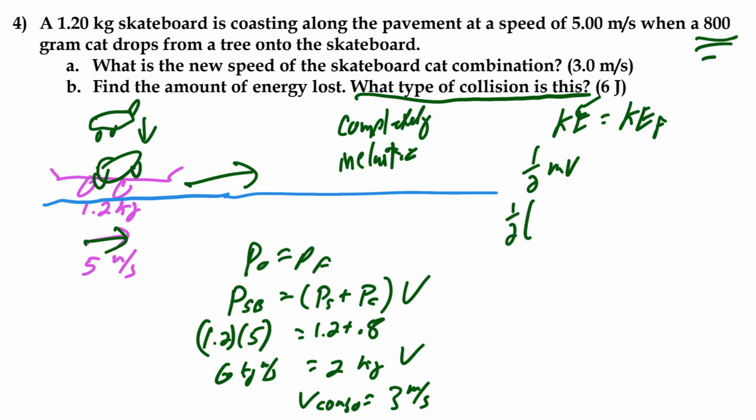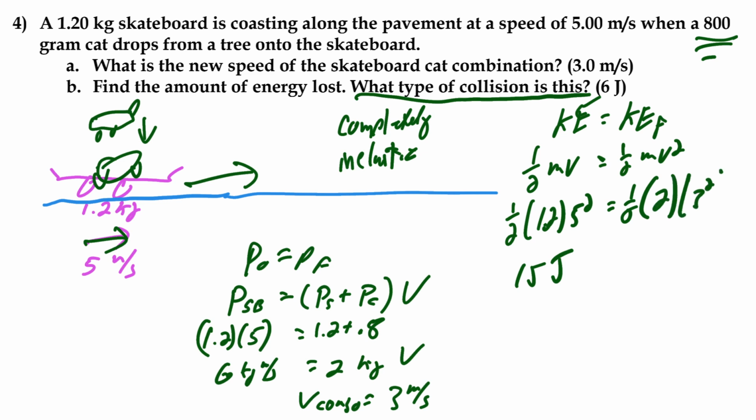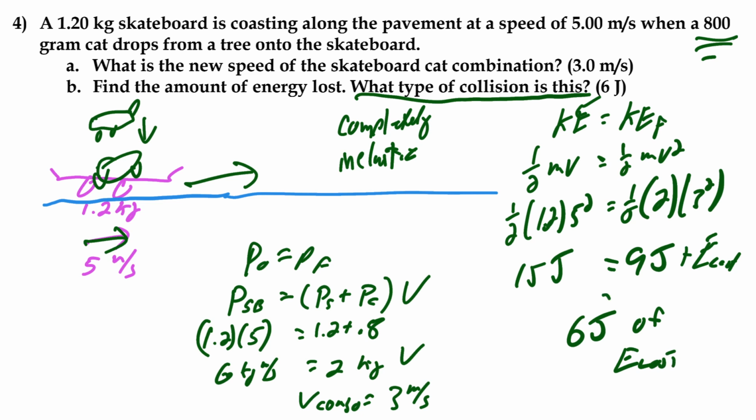So 1/2 times 1.2 times 5 squared, that's the initial energy, right? So that's going to be 0.6 times 25. That gets me 15 joules. And then afterwards, we have 1/2 mv squared. So it's going to be 1/2 times their combined mass, 2, times 3 squared, right? So it's going to be 9 joules afterwards. So you can see that we clearly lost some energy. The amount we lost is 6 joules. Okay, and again, that's going to be called a completely inelastic collision.